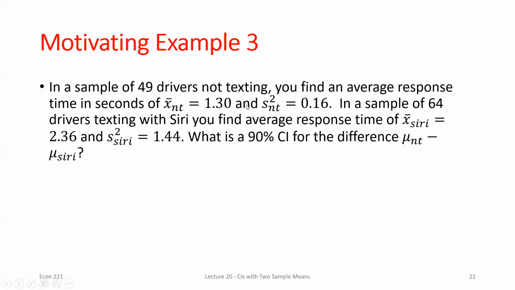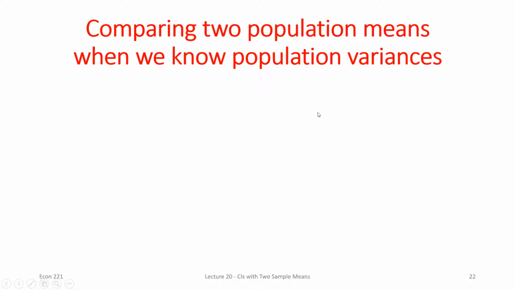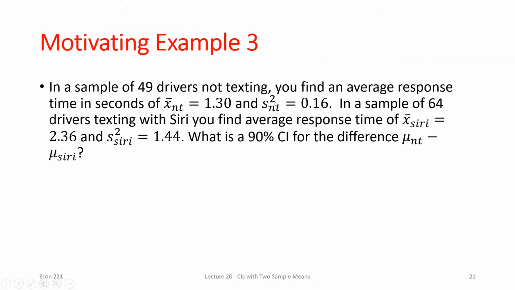Other setup, I've got texters and non-texters. If I've got differences in response times for people who are not texting versus people who are, what would the 90% confidence interval be for the true difference between the mean response time when someone's driving? Think about this as time to brake between texters and non-texters, right? So that's the setup, and we'll revisit each one of these examples, but that's where we're going, okay?